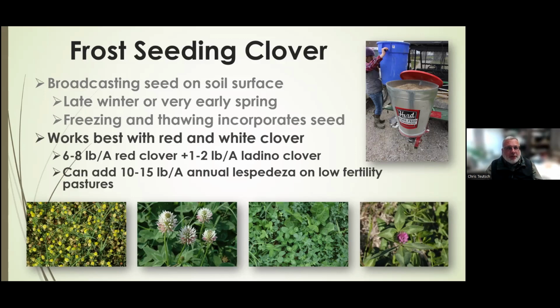not as well with grasses and with alfalfa. So a general recommendation is 6 to 8 pounds of red clover or 1 to 2 pounds of ladino clover. And we can also add 10 to 15 pounds of annual lespedeza on hay fields or pastures that are lower in fertility. Annual lespedeza was a legume that was used a lot 60 or 70 years ago, before we had ready access to lime and fertilizer.